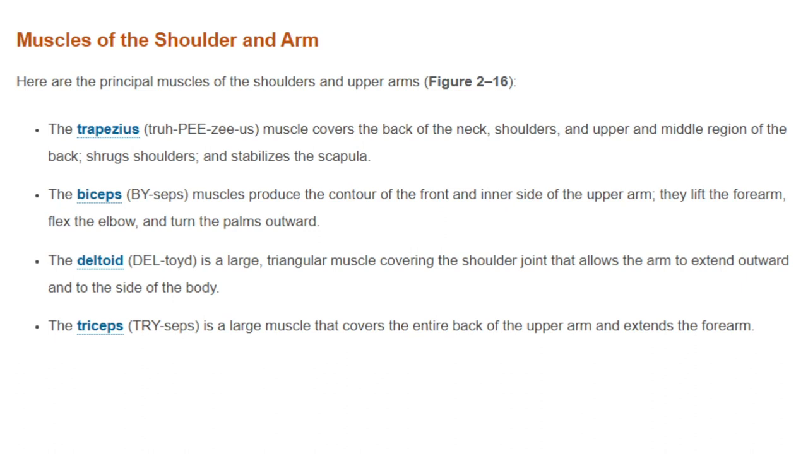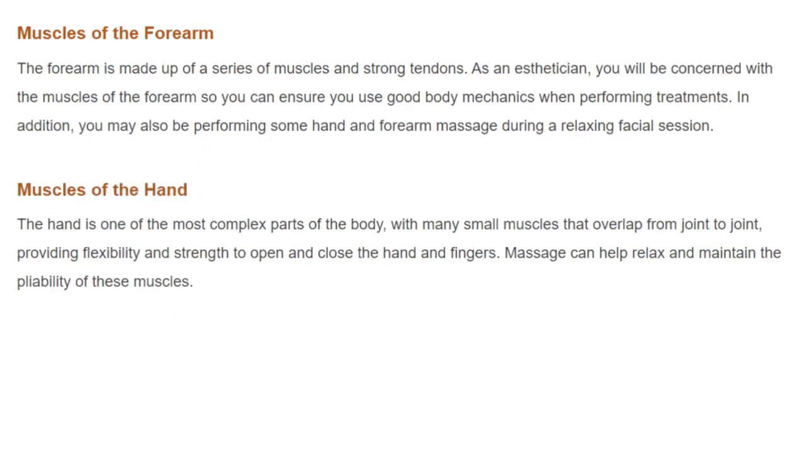The triceps is a large muscle that covers the entire back of the upper arm and extends the forearm. Muscles of the forearm. The forearm is made up of a series of muscles and strong tendons.